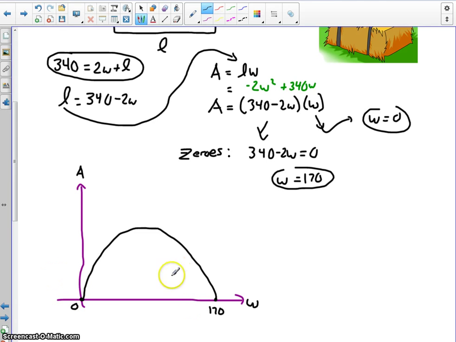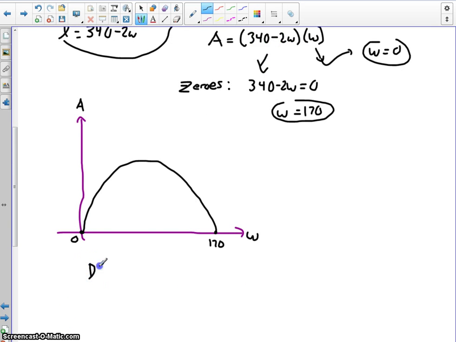So right away now, looking at this equation, I can get my domain. I can see that my w is going to go no lower than 0 and go no higher than 170. So right there, my domain is 0 is less than or equal to w, less than or equal to 170. Okay, so that part's done.